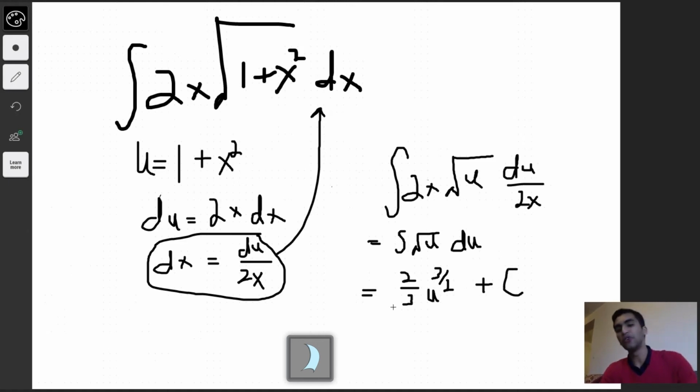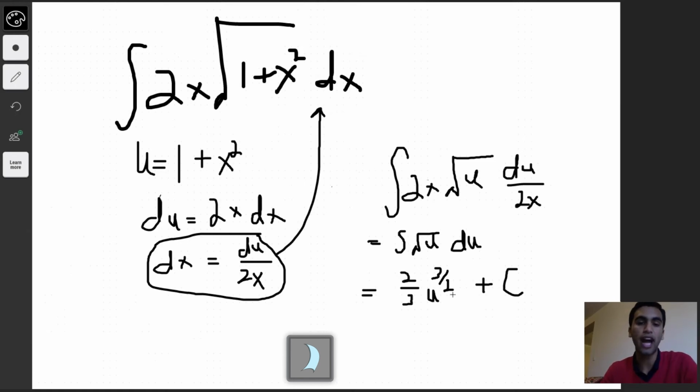Now it's important that you don't write this down as your answer to the u substitution question, because of course it's not, right? Our question is, what is the integral of 2x multiplied by the square root of 1 plus x squared? And right now all we've got is 2 over 3 multiplied by u taken to the power of 3 over 2, which is not a satisfactory answer.